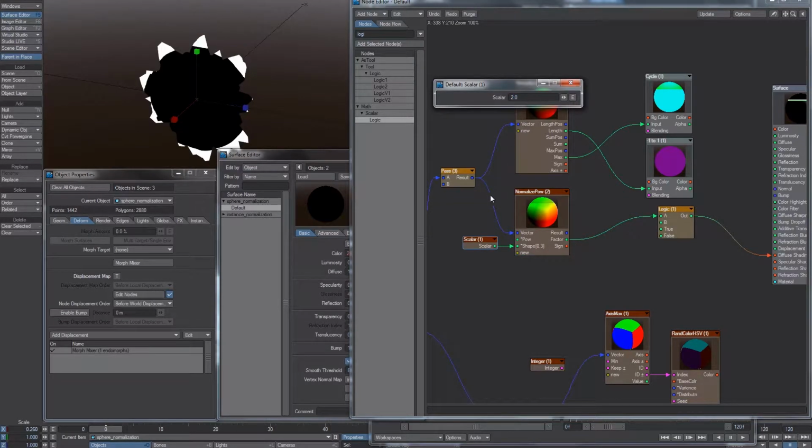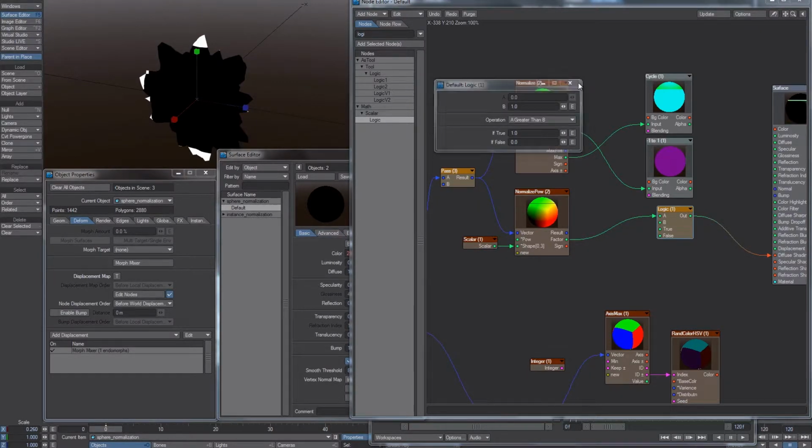So if I put here 2, I get the sphere. If I put 1, I get the octahedron. 3, I get the cube. And that's it. Now let's talk about this axis.